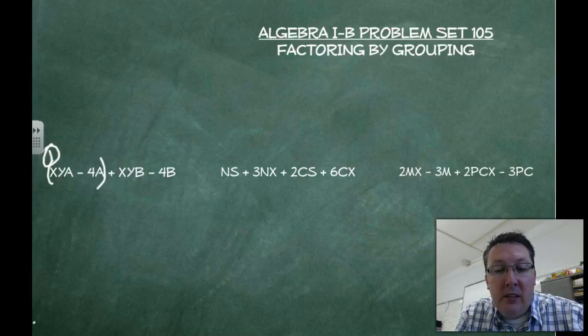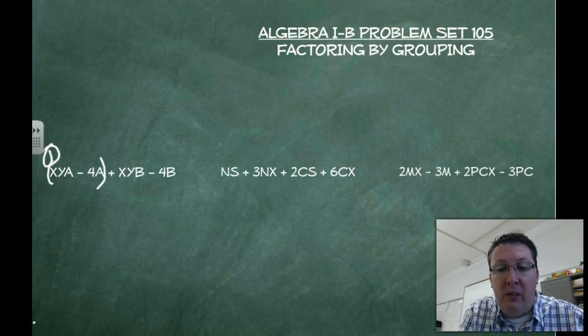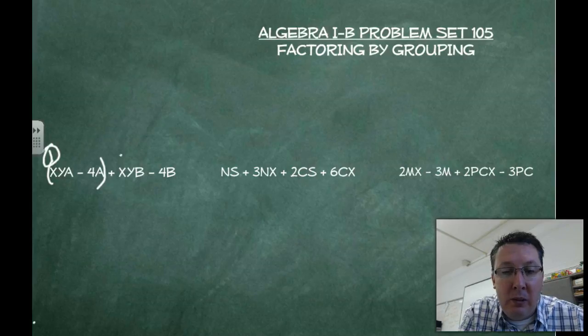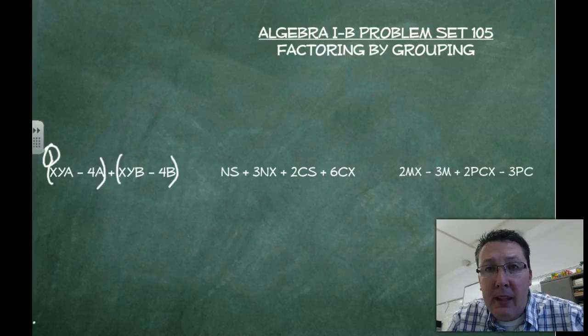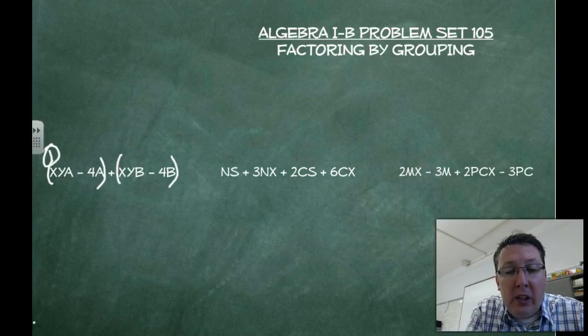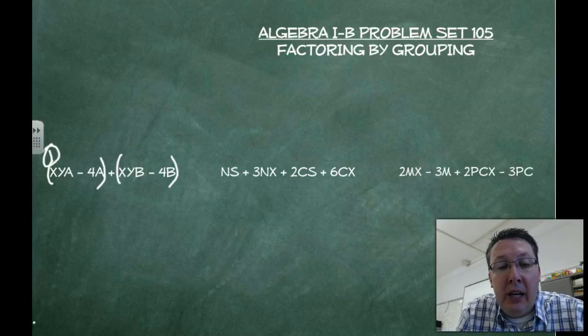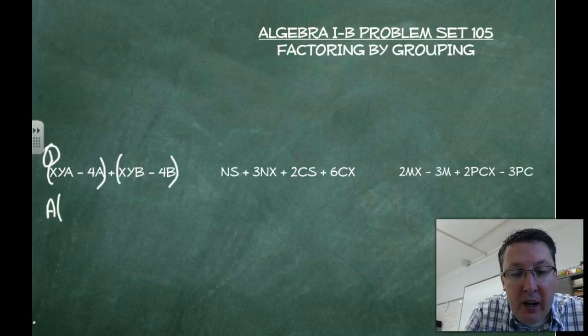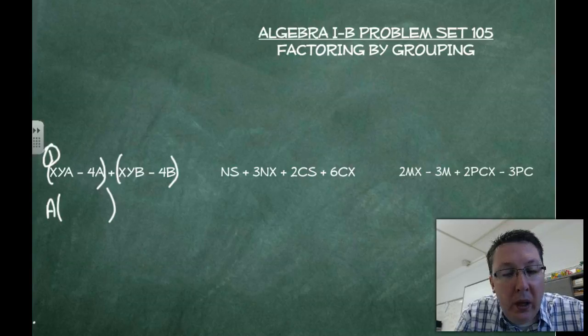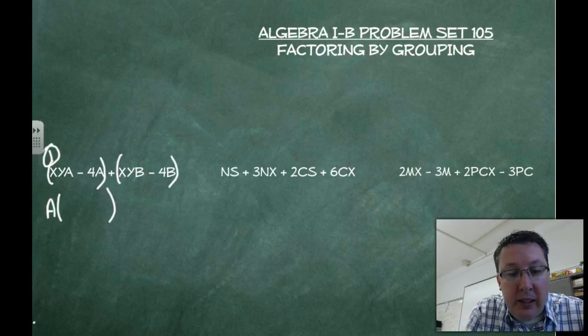Now, I need these groups separated by a plus sign to start my factoring process. If I look at the second group, I want this plus sign in between. Do those two have anything in common? I think they might. So when I look at the first group, what do they have in common? Well, you should notice they both have an A. So we're going to factor out that A. When I pull an A out front of that group, that leaves me an xy minus 4.